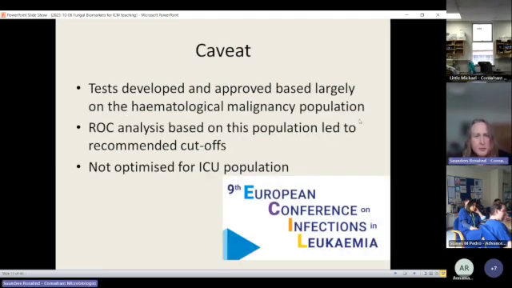So just to remind me to say that a lot of the research about the cut-offs and use of these has really been in the hematological malignancy population, and they've kind of been adapted for the ITU population, but all of the research is really not optimized for the ITU population. We're kind of inferring from the hematology population.